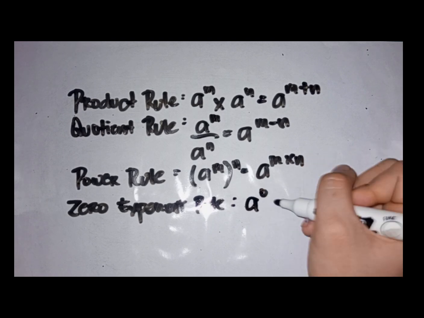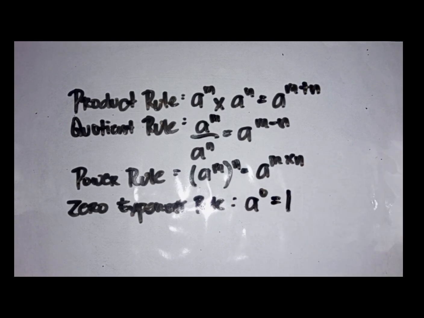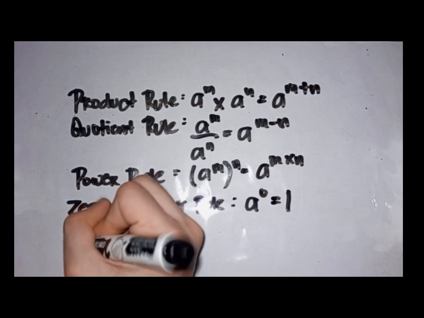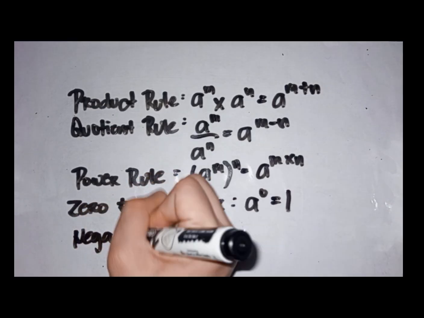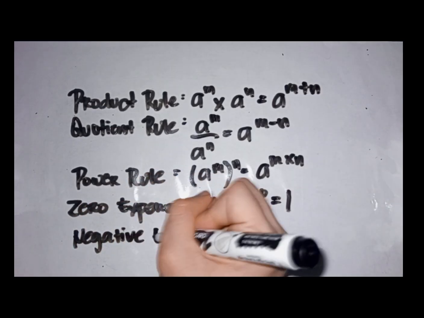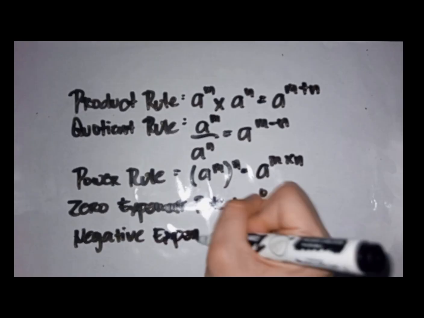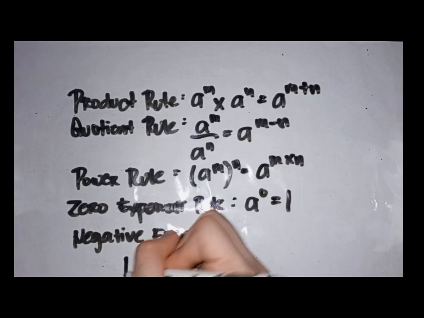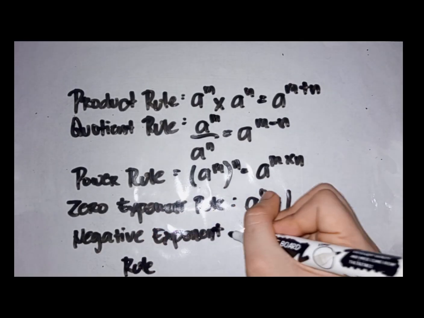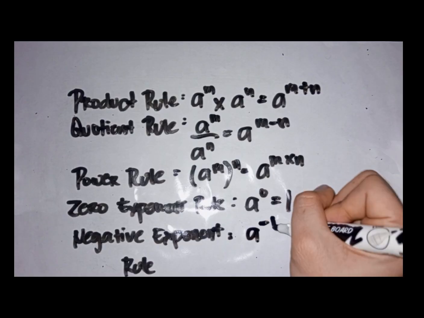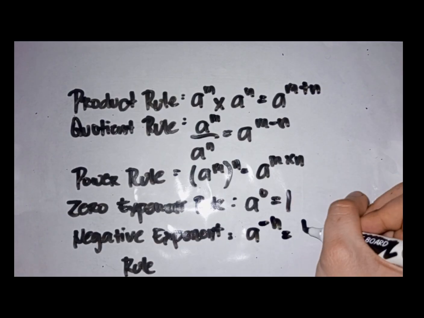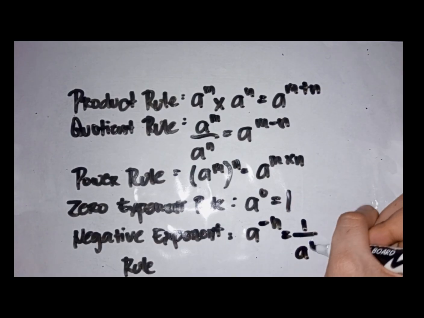How about the zero exponent rule? a raised to 0 is equal to 1. Okay, how about the negative exponent rule? a raised to negative n is equal to 1 over a raised to n. So that is the laws of exponents.